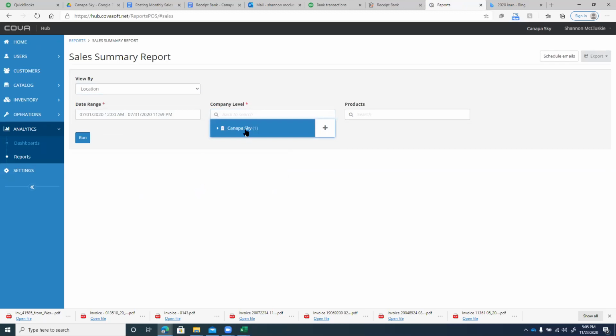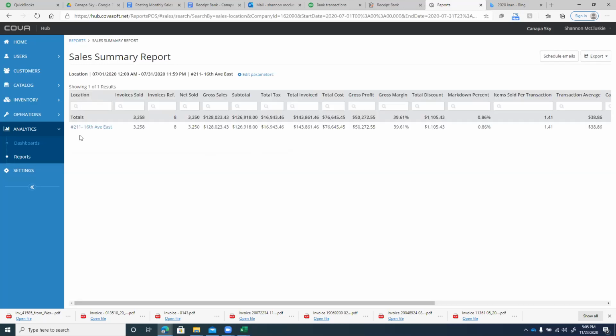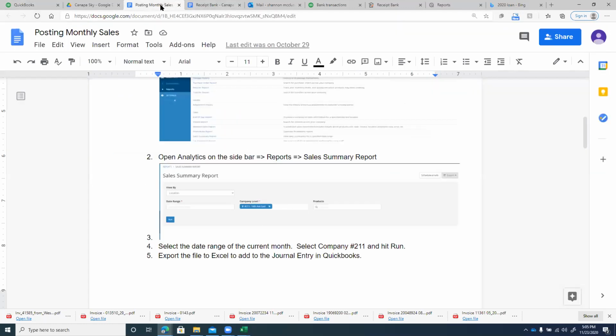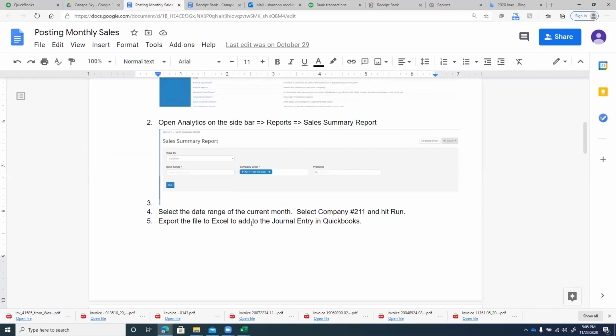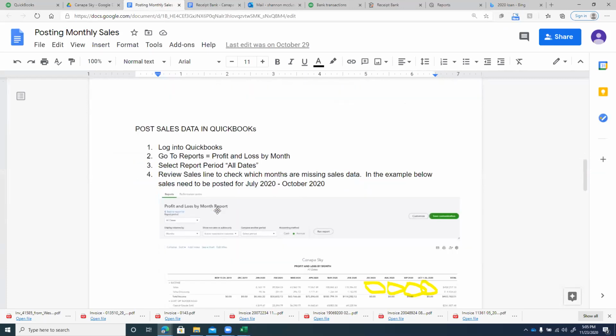I've got to play with this a little bit. Okay, so now we have this sales summary report. It basically just summarizes the sales for the month. So we want to take these and put them into QuickBooks. That was the step here. So now we're going to go down into QuickBooks.